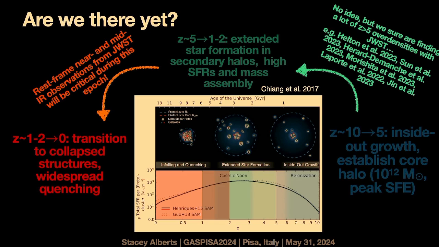At these really high redshifts, which I didn't even really talk about, we're finding a bunch of overdensities that we now have to understand. And in this transition epoch around cosmic noon, I think we can make a lot of progress with pretty efficient observing, because JWST is pretty powerful at cosmic noon. So thank you.